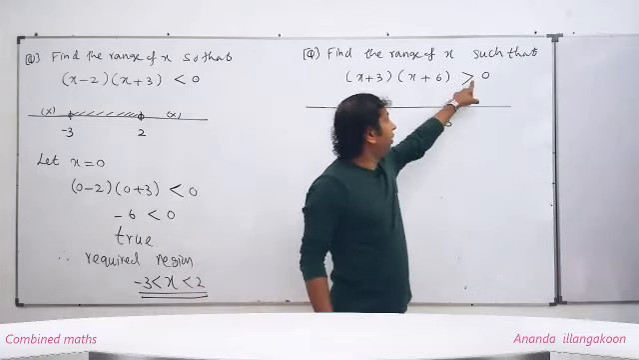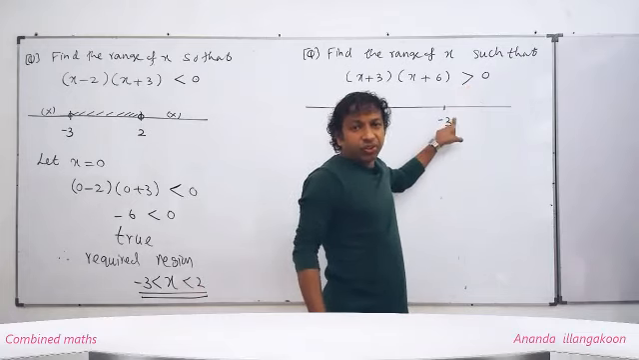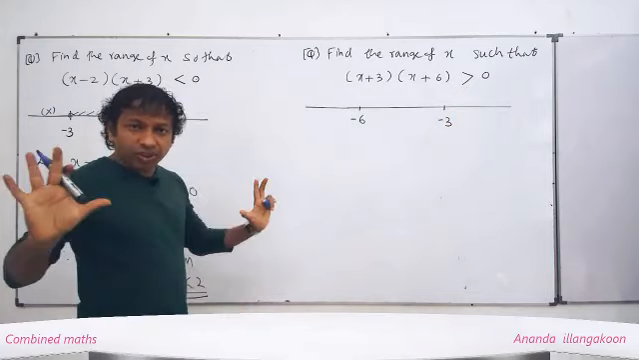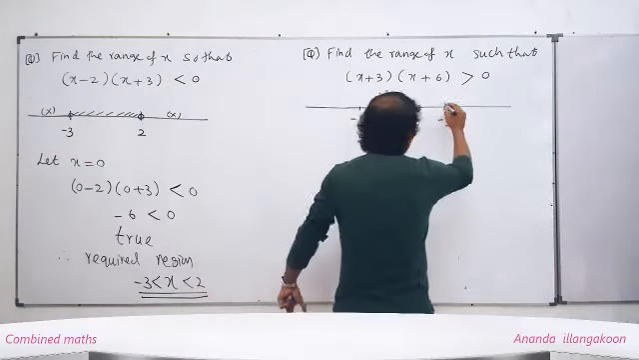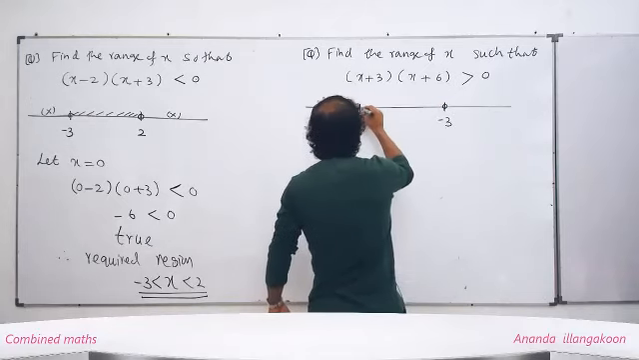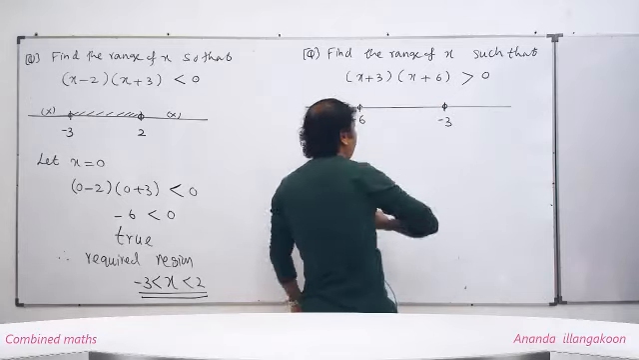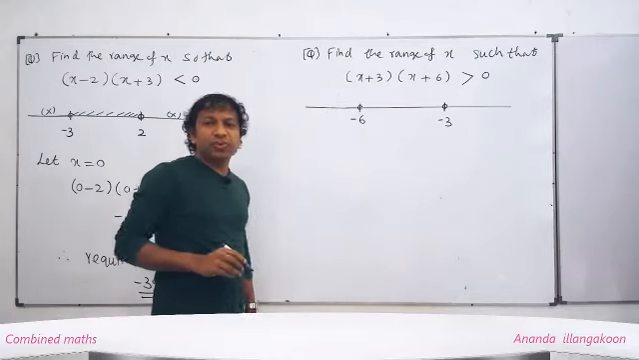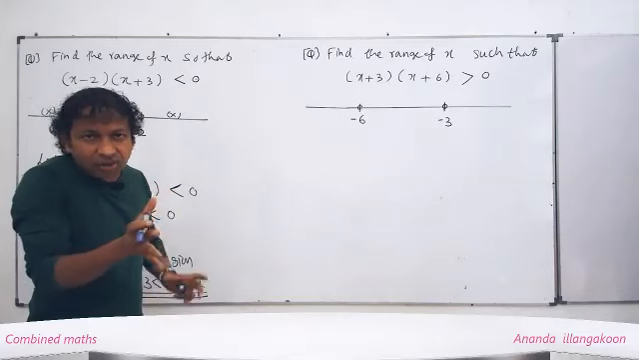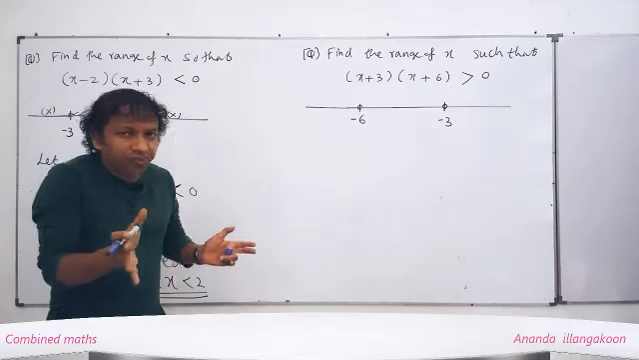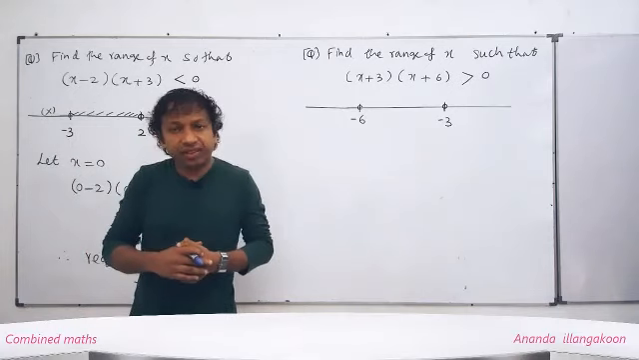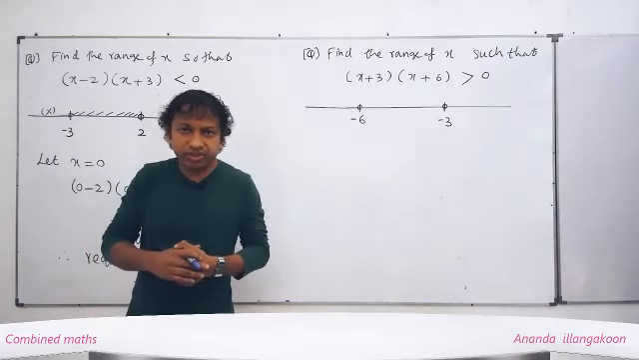We don't have an equal sign here. Then we have to exclude both -3 and -6. For this, what we do, we circle, but we don't color. Right. Now, people, there are three regions available on the number line. Now we have to find whether each region satisfies the inequality or not.